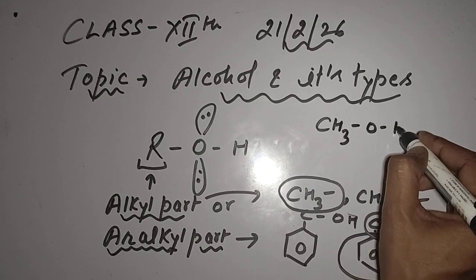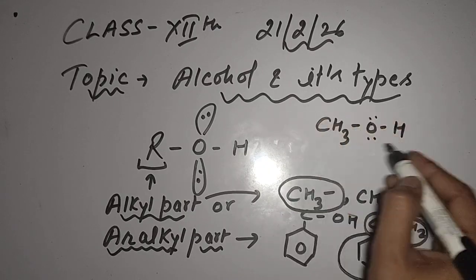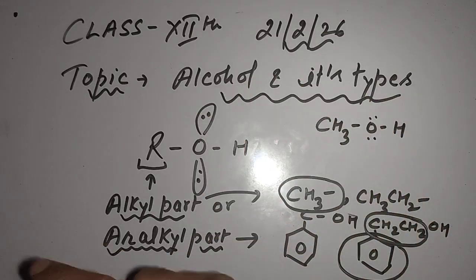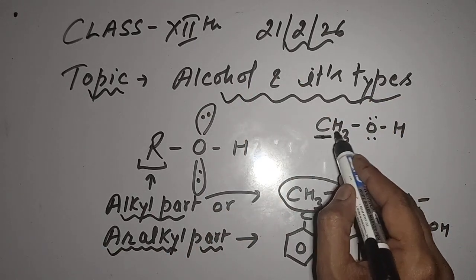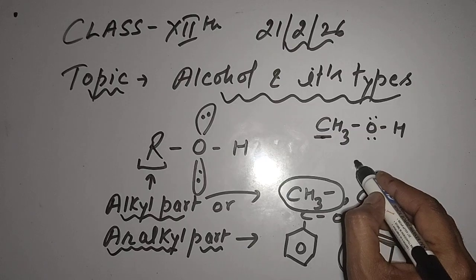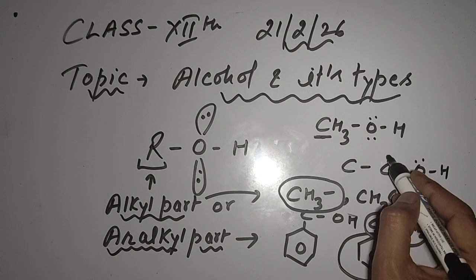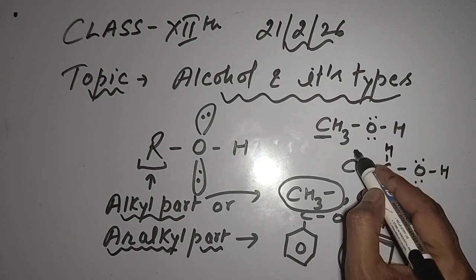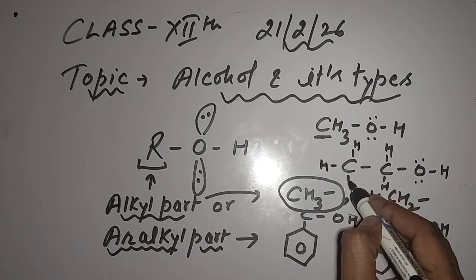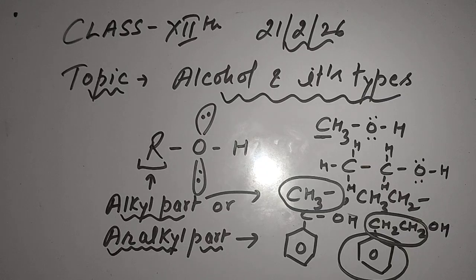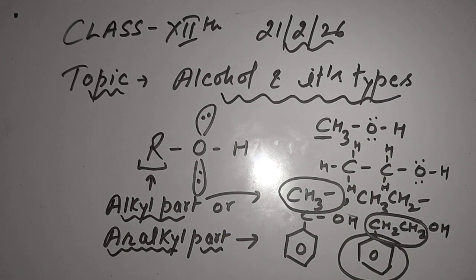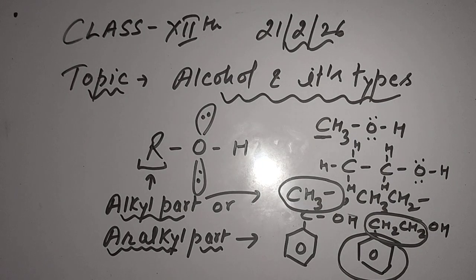Like CH3OH. So this organic compound will come in the category of alcohol. One carbon containing alcohol. Similarly, you can increase the number of carbon atoms and the valencies will be satisfied by hydrogens. So this is another alcohol molecule, ethanol. In this fashion, we can write many alcohol molecules depending on the size of the alkyl chain.